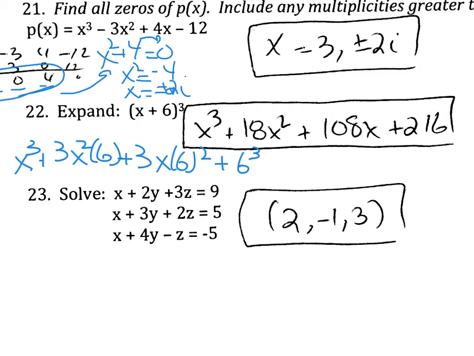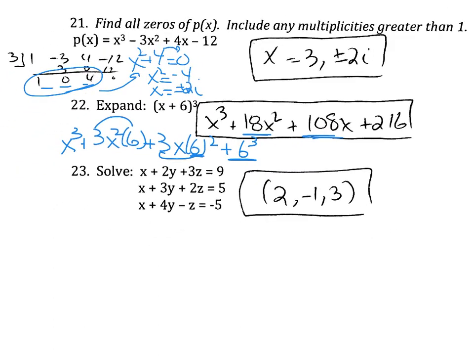Now multiply. Don't forget to finish. 6 times 3 is 18. That's where that came from. 6 squared is 36, times 3 is 108. That's where that came from. 6 cubed is 216. That's where the rest of your answer came from.